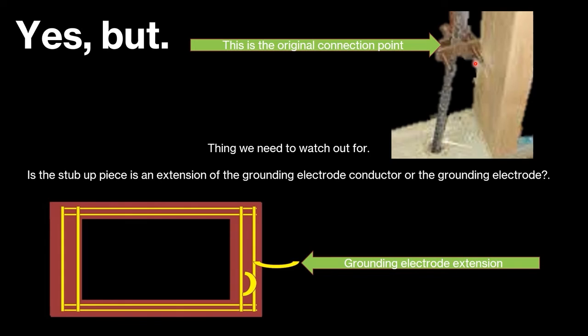So the magic question for your inspector is, is this a grounding electrode extension or is this a grounding electrode conductor extension? Because if it is a grounding electrode conductor extension, this connection right here, in my opinion, is not going to be legal. So you guys can let us know what your inspectors think and why they think that down in the comments below.